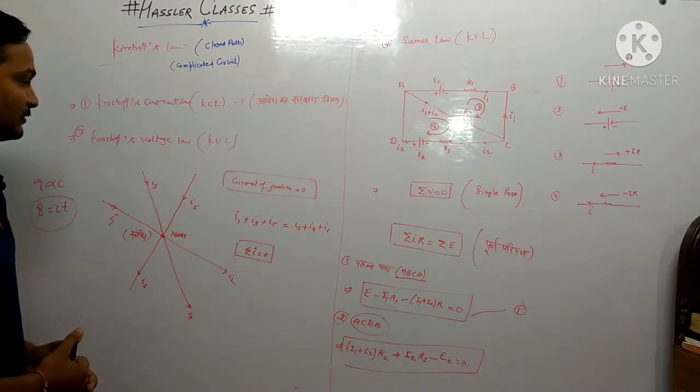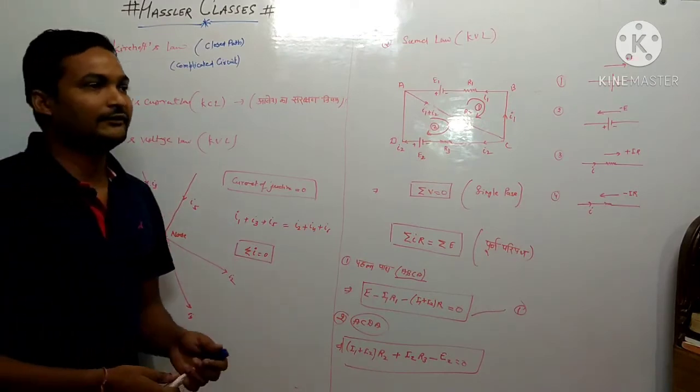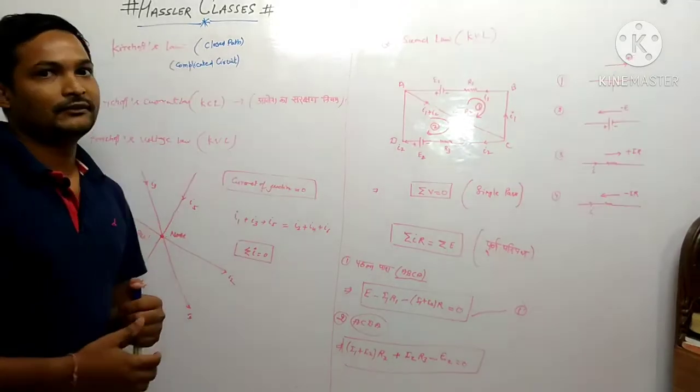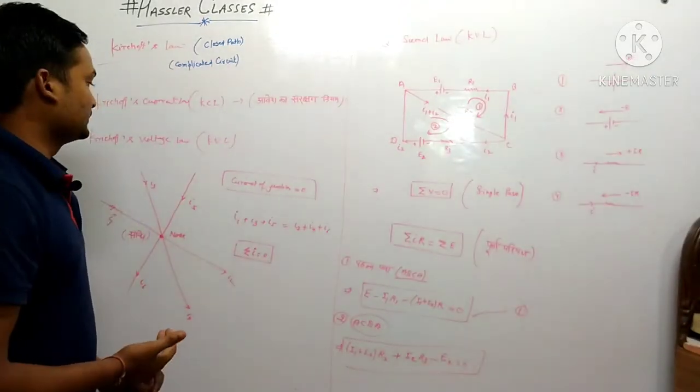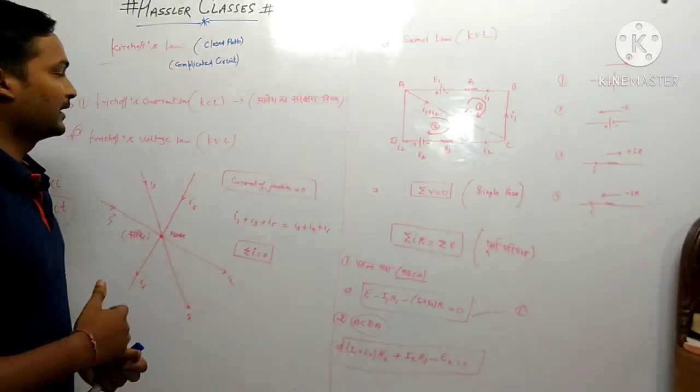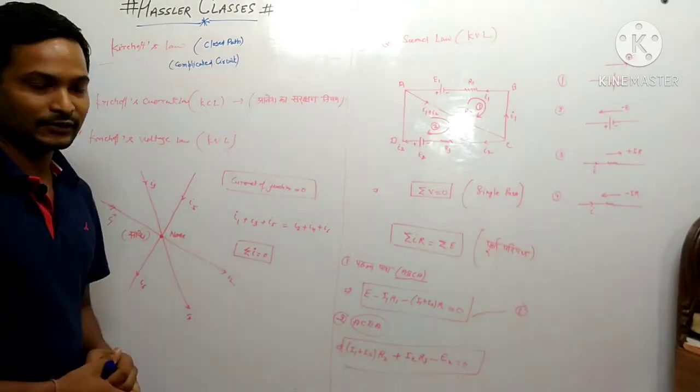This depends upon it. So if we have a closed circuit and different currents are meeting at one point, the algebraic sum of all incoming and outgoing currents should be zero.